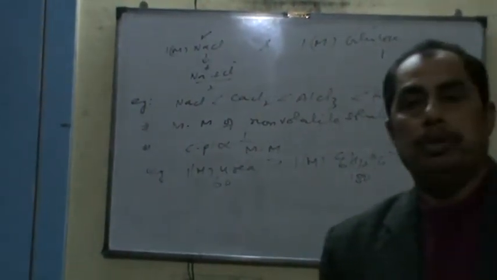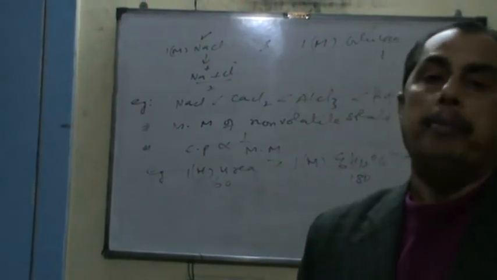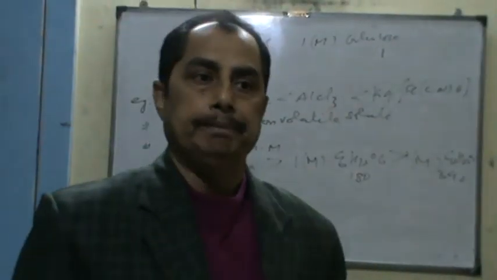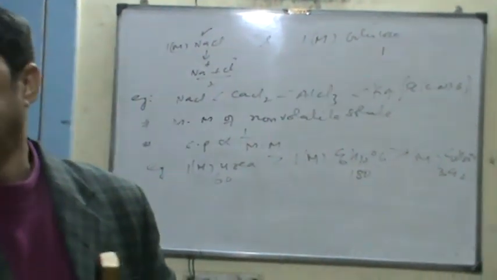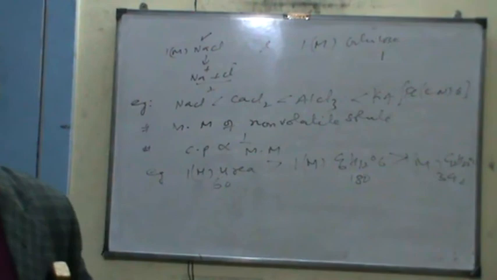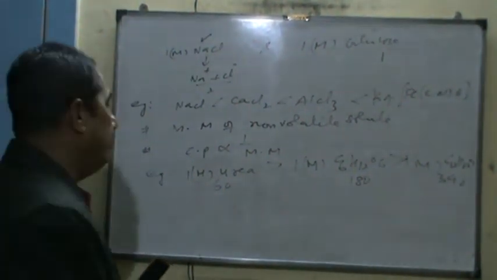So this is very rich information about colligative property. Then the question is types of colligative property. In my next class I will discuss the types of colligative property.